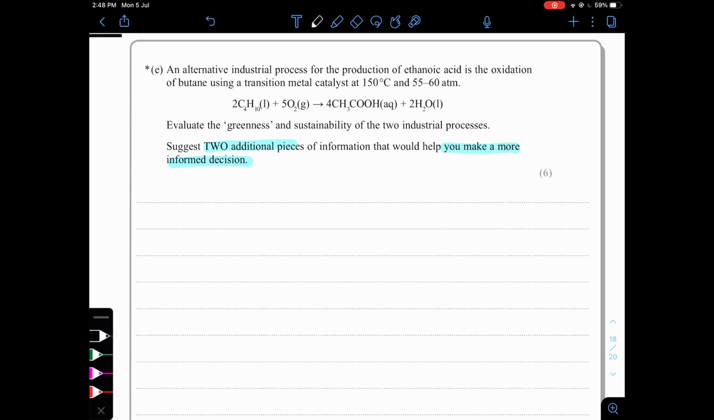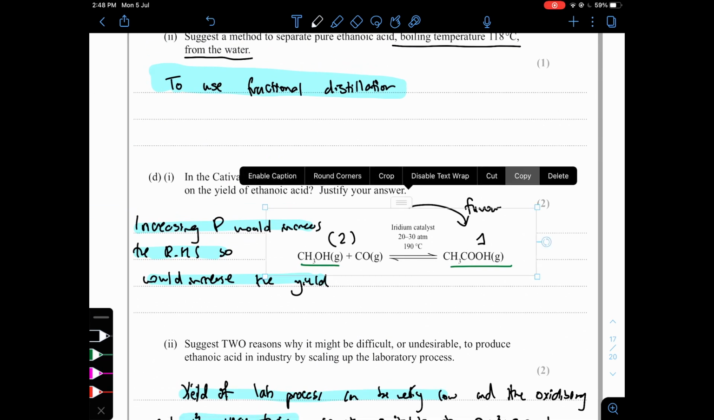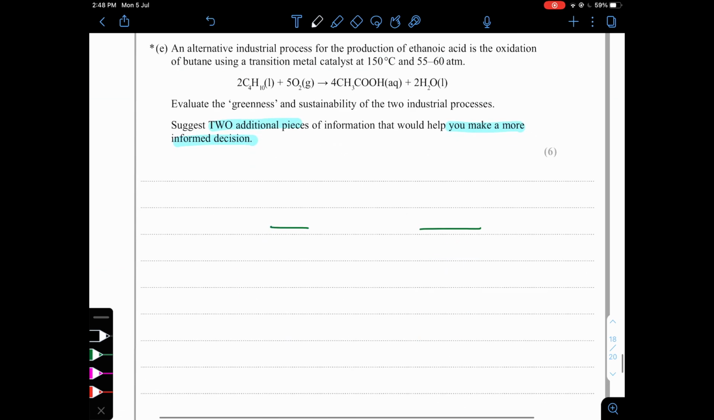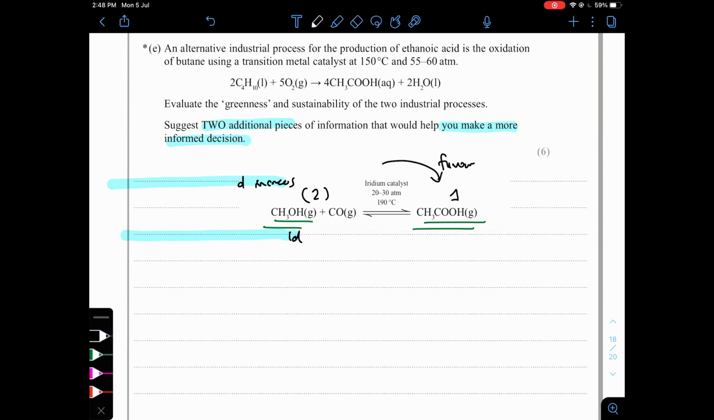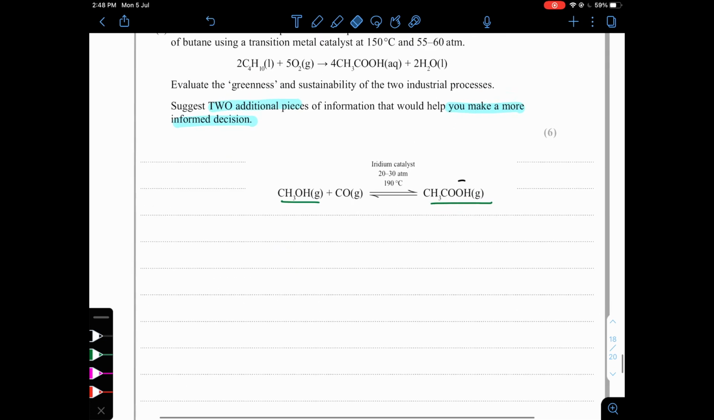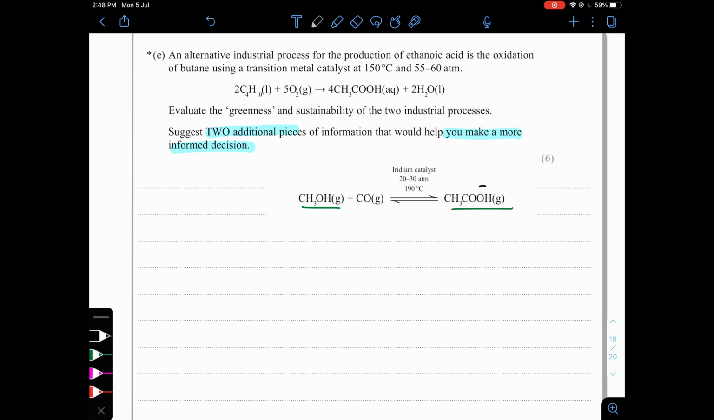Okay, so let's just compare. So this is the Cadiva process, and it's very important that we compare. So let's look at what we can compare. Let's look at the temperature first.